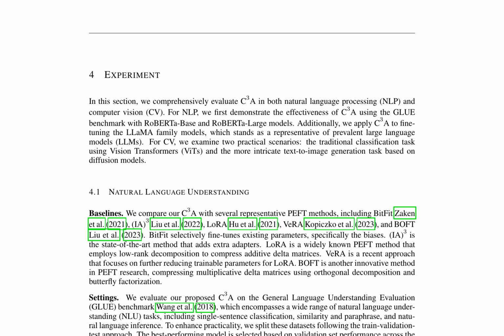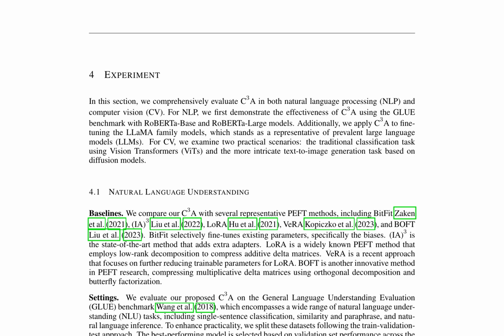The authors compare C3A with several representative parameter-efficient fine-tuning (PEFT) methods, including BitFit, IA3, LoRA, Vera, and BOFT. These PEFT methods differ in their approaches to fine-tuning models. BitFit selectively fine-tunes existing parameters, specifically the biases. IA3 adds extra adapters, while LoRA employs low-rank decomposition to compress additive delta matrices.